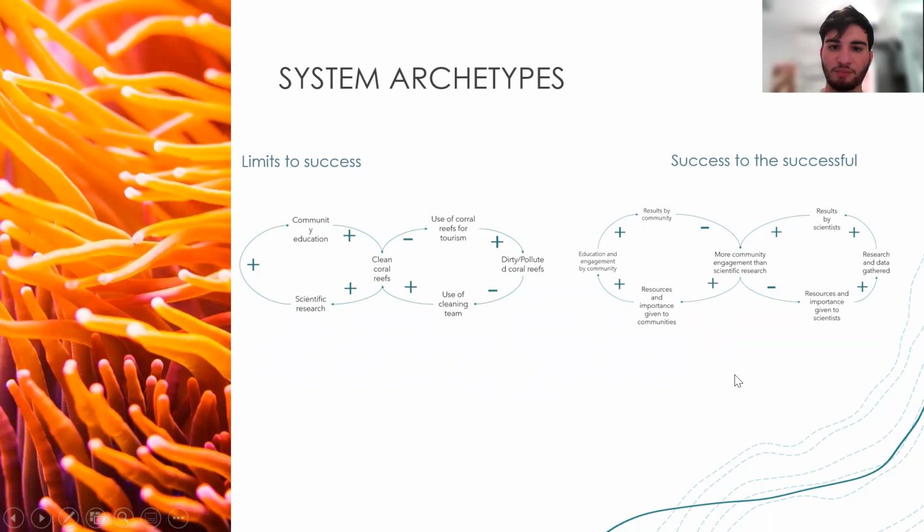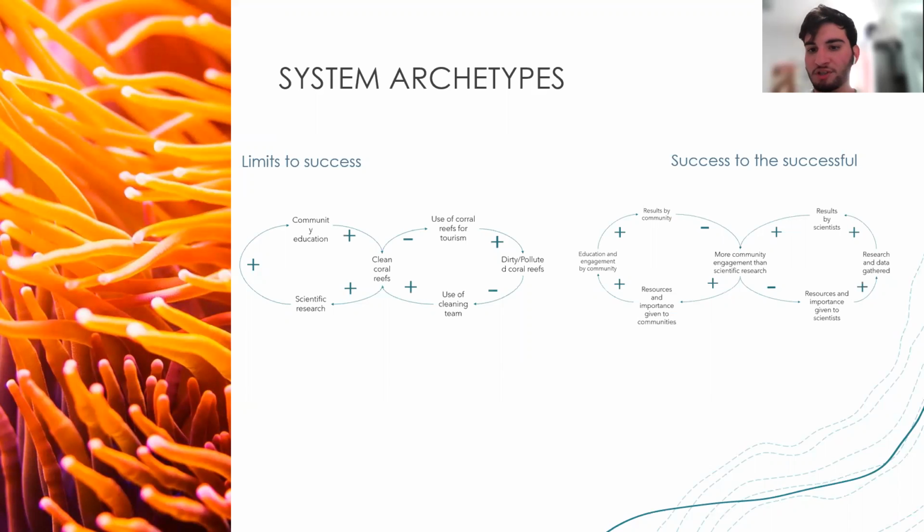Finally, we can look at the system archetypes. This starts with limits to success, where more clean coral reefs can lead to more scientific research and more community and education in it. However, this can lead to more use of the coral reefs as a tourist attraction as it's less polluted, which later leads to more pollution and need for more cleaning teams, which limits the success.